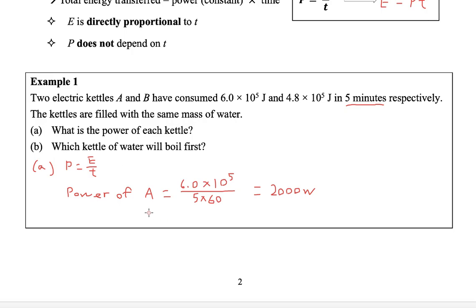And the power of B could be obtained in the same way, so I'm not going to talk about this. You can calculate it by yourself. And which power should be higher? Which one, A or B, should have a higher power? You can just look at the energy here. Which one consumes more energy within the same period of time? A, right? So which one has a higher power, and which kettle of water will boil first? You can do it by yourself.